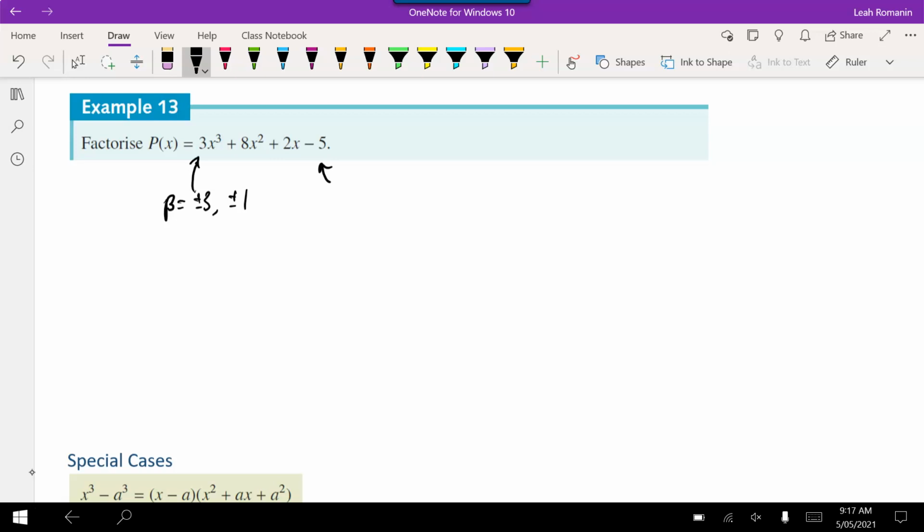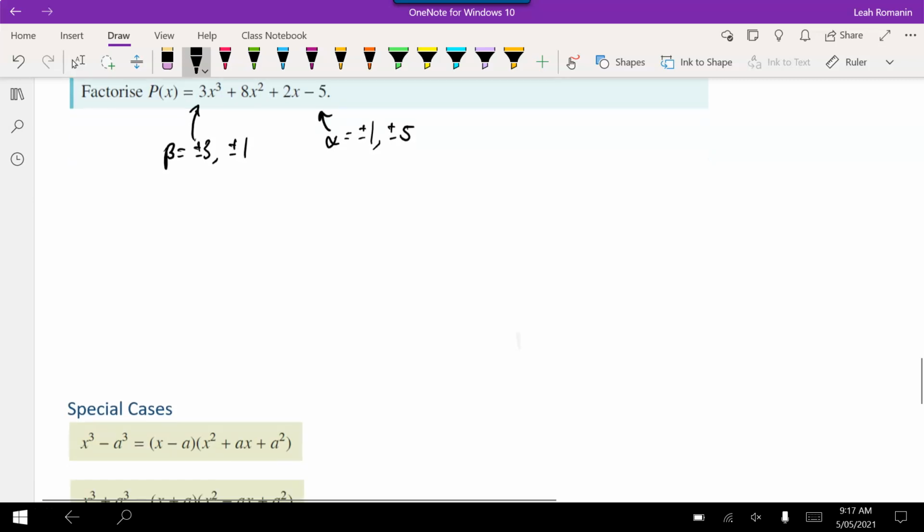For alpha, which is my last term, the constant on the end, I could have positive 1 or -1, and positive 5 or -5. Cool? Okay, so obviously you're going to have to try a bunch of different combinations for this particular example.